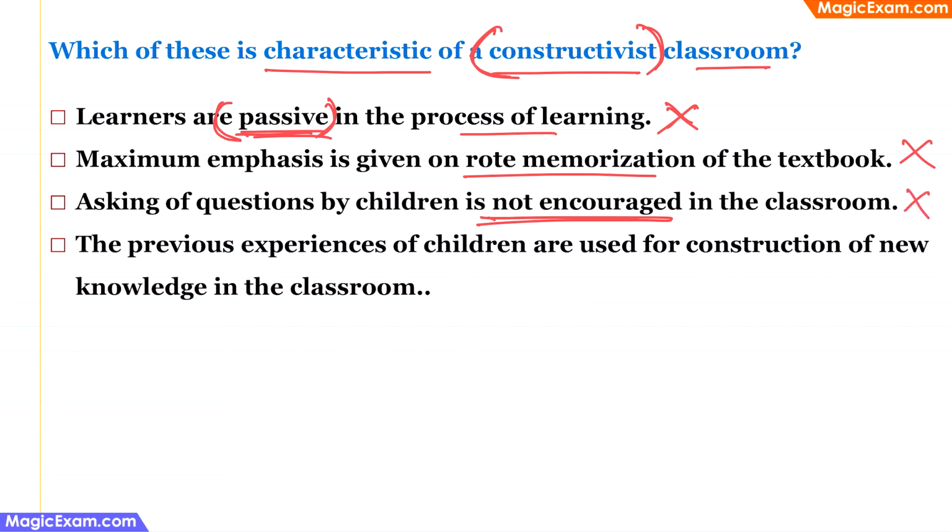The last one is the previous experiences of the children are often used for construction of new knowledge in the classroom. This is absolutely correct, because if you are talking about birds and if you ask all the children to explain their own experiences or talk about their own experiences, then they can use their own previous experiences and they can use the other children's experiences to gather information and they can construct the new knowledge in the classroom. Therefore, this is definitely a characteristic of a constructivist classroom, and this is the answer to this question.